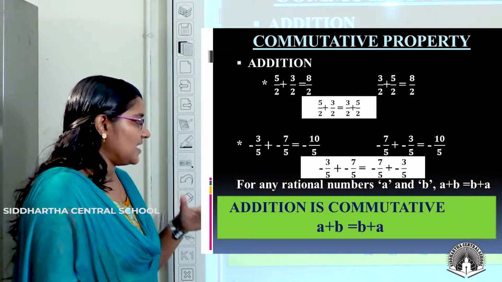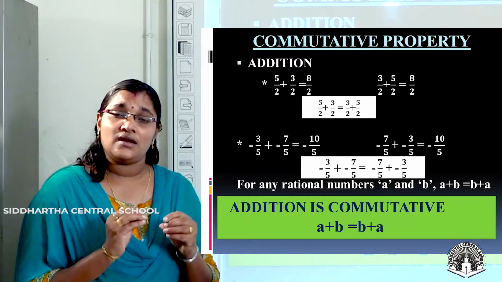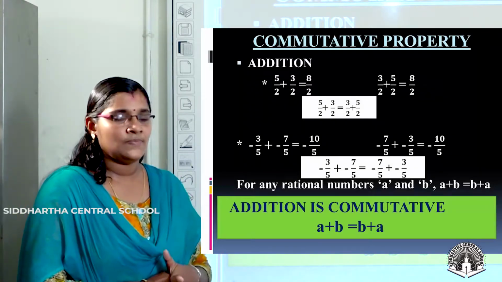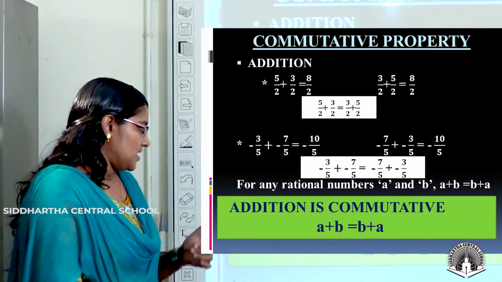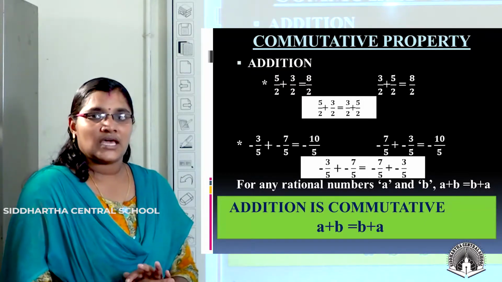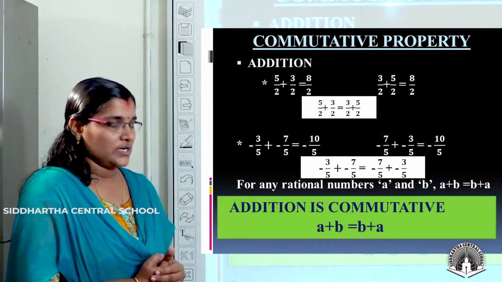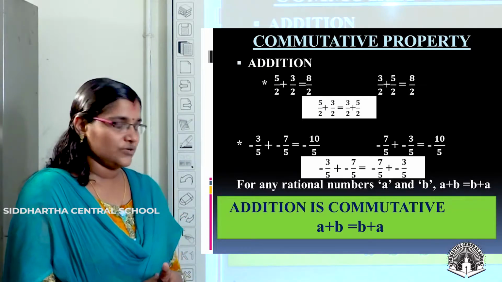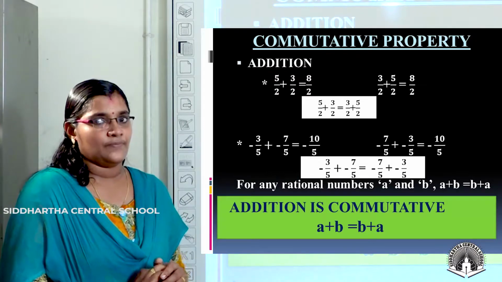So we can say that for any rational numbers a and b, a plus b is equal to b plus a. Therefore, addition is commutative. Here the operation we are using is what? Addition. Therefore, we can say that addition is commutative: a plus b is equal to b plus a.